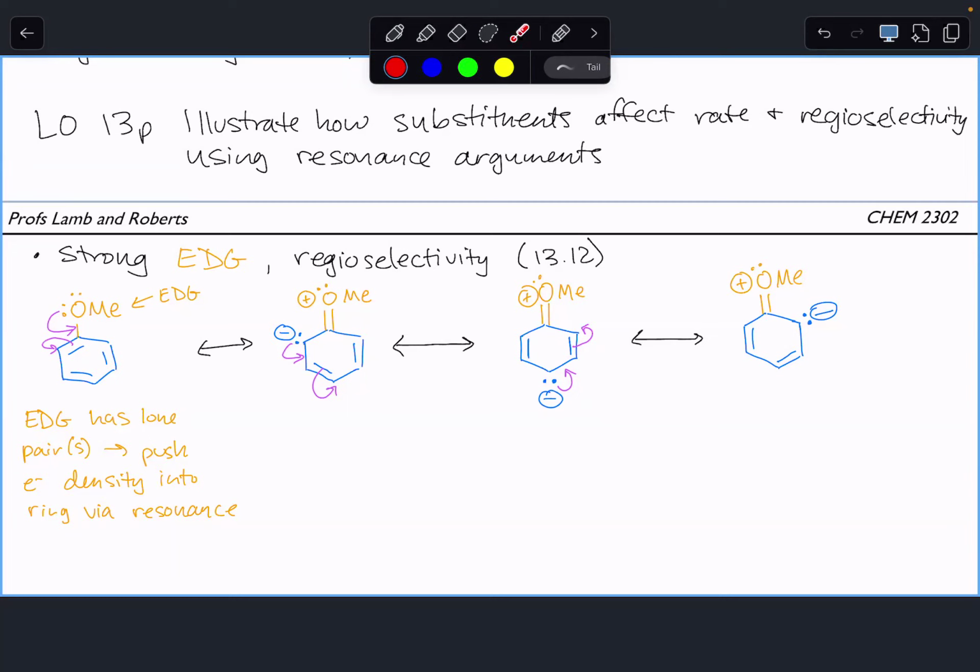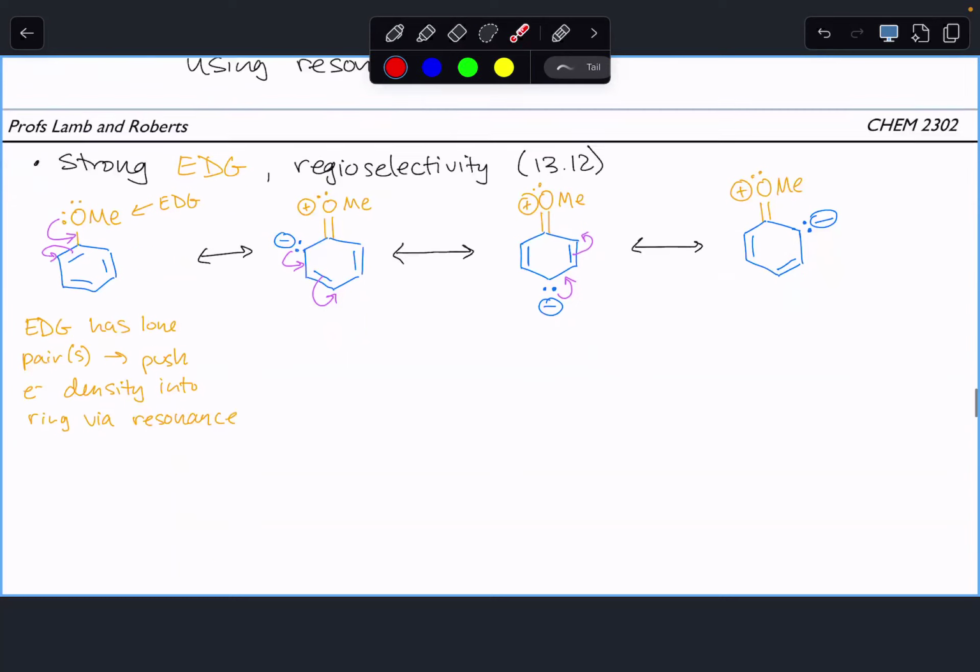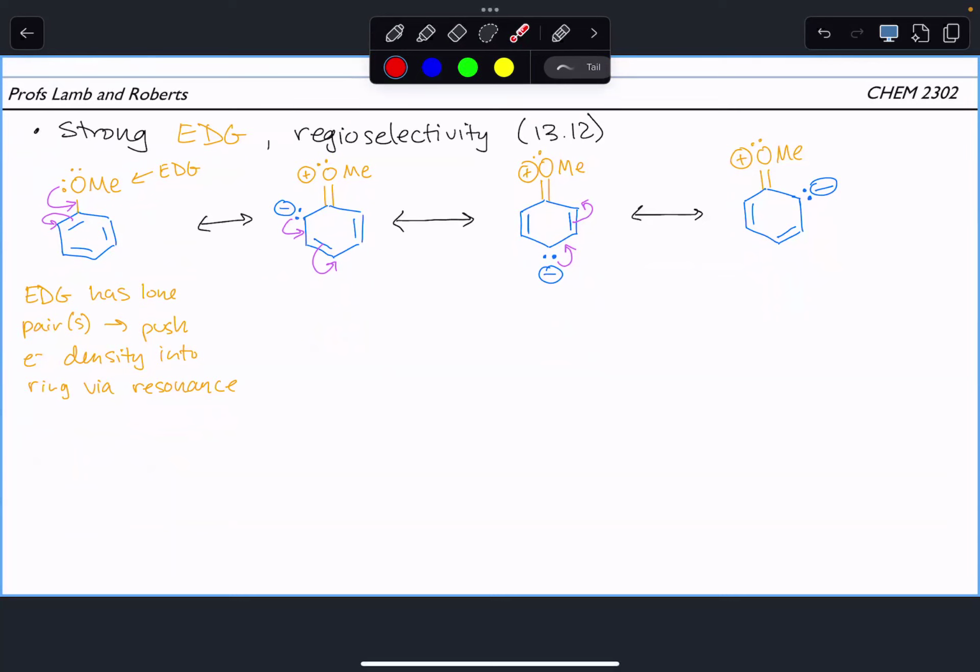Okay, so what does this mean? How does this help us? Now let's think about this. I'm going to draw down here. Whenever we have an electron donating group, we can look at the positions. This is an ortho position, over here. This is a para position, which is down here. And this is the ortho position on the other side.